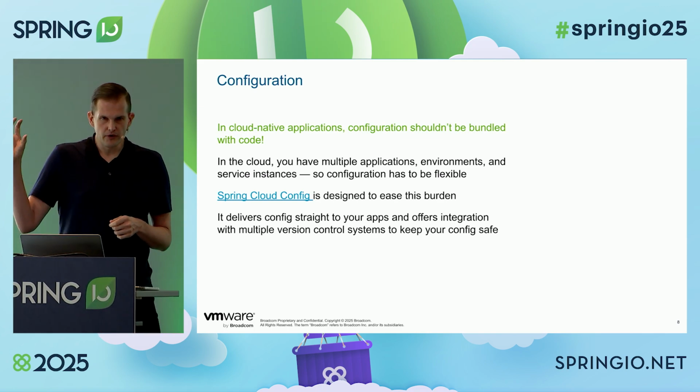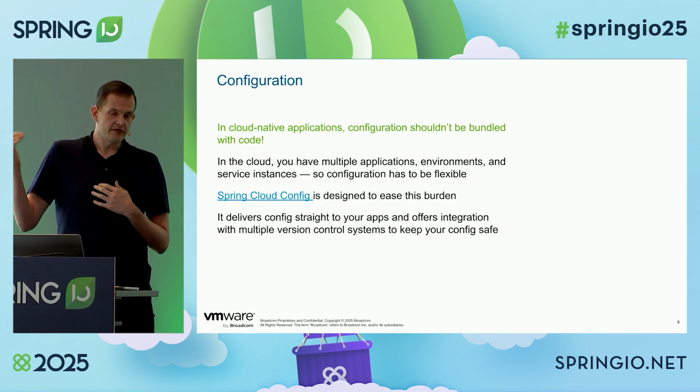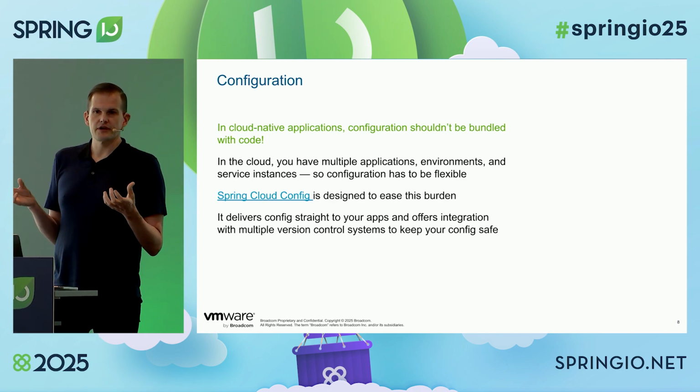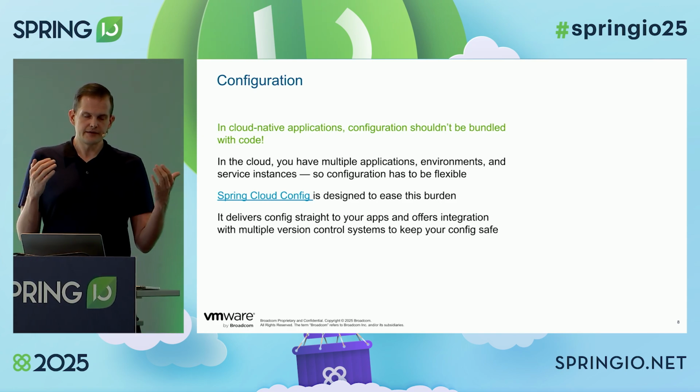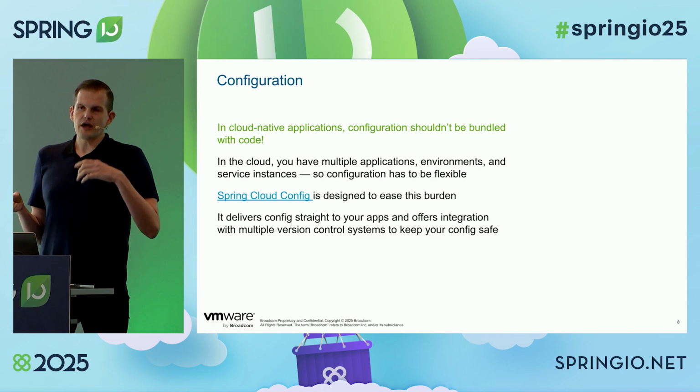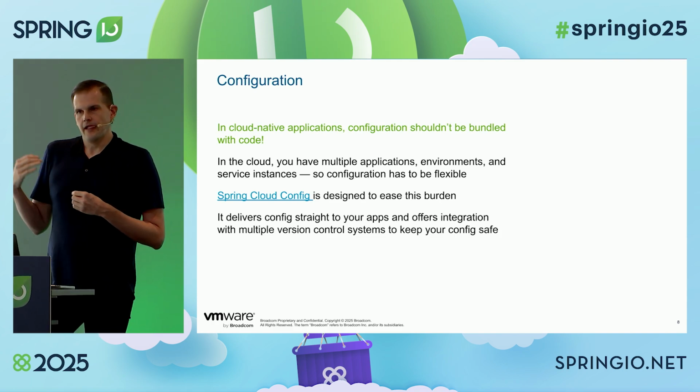We have a server component, which is fetching the configurations from different sources, like, for example, Git. So you can store your configuration for your applications for different environments in Git. And then we have a client that's fetching the information from the config server.